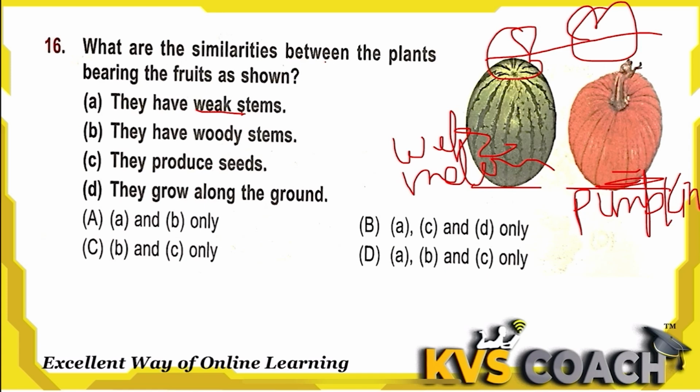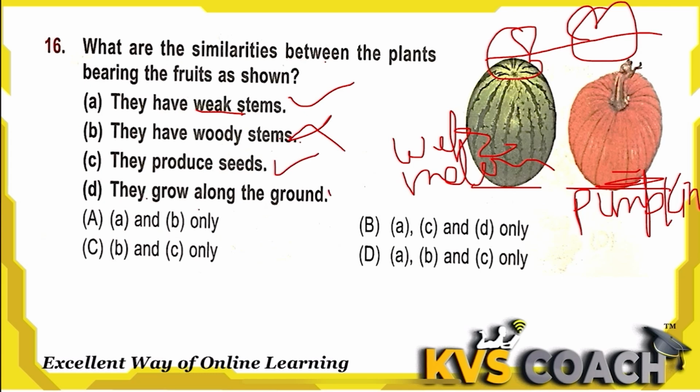So let's check the statements. They have weak stems. This is the right statement. They have woody stems. No, this is wrong. If they had woody stems, then they could stand straight. They produce seeds. Yes, every plant produces seeds. That's why they can grow new plants.